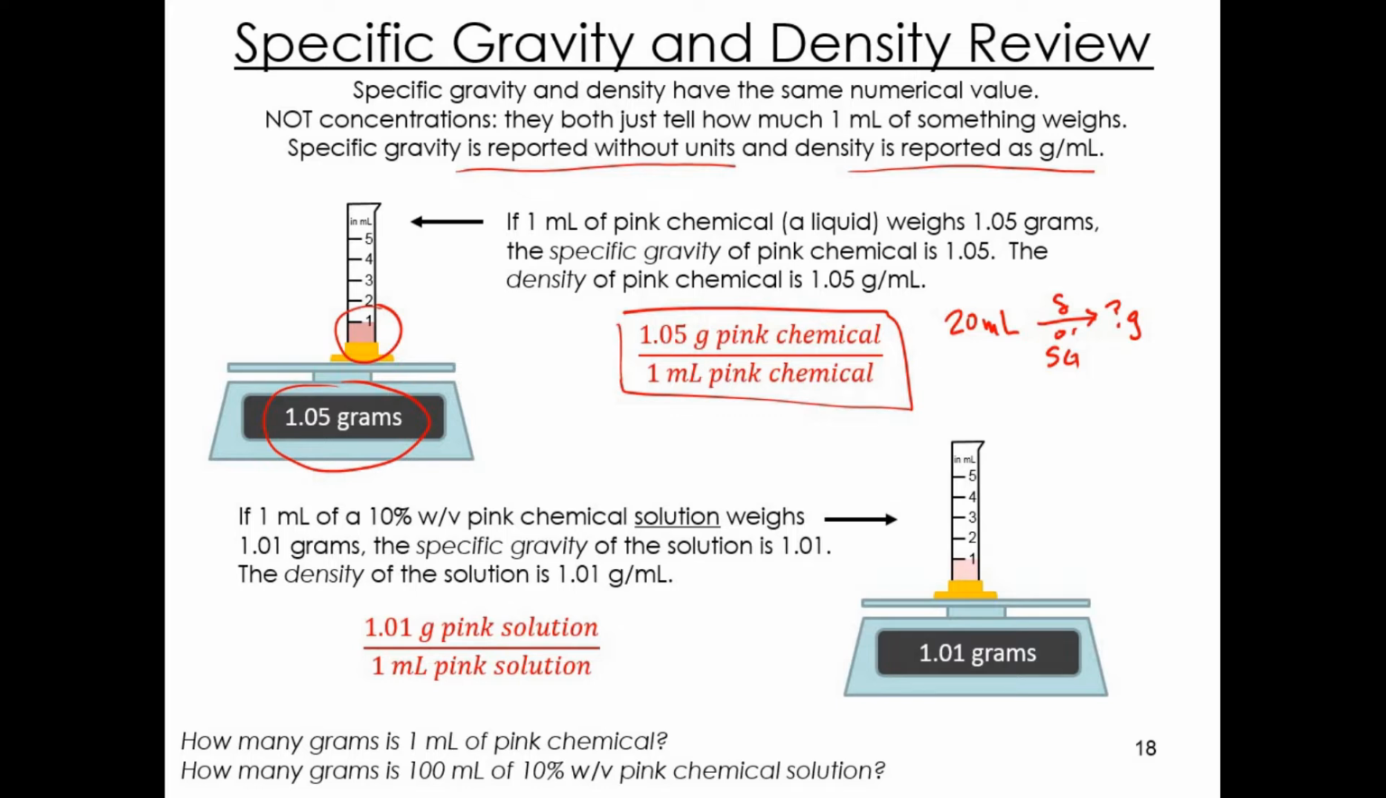You can also find specific gravities and densities for solutions, even though solutions consist of multiple chemicals. This second example shows how 1 milliliter of a 10% weight per volume solution of pink chemical dissolved in water only weighs 1.01 grams, making its density 1.01 grams per milliliter. Water, by the way, has a standard density of exactly 1 gram per milliliter.